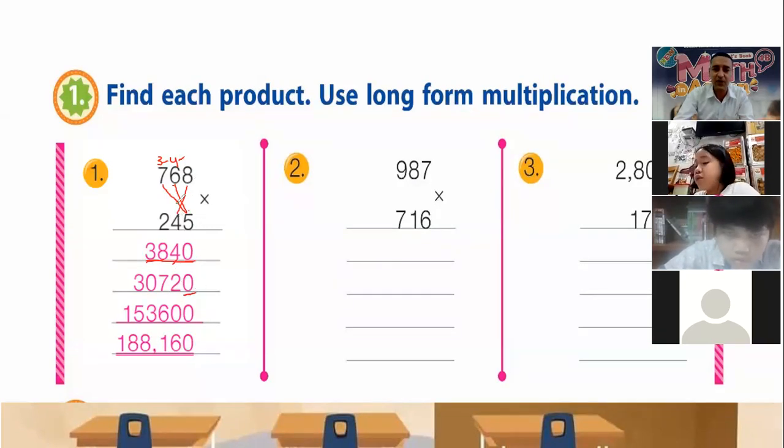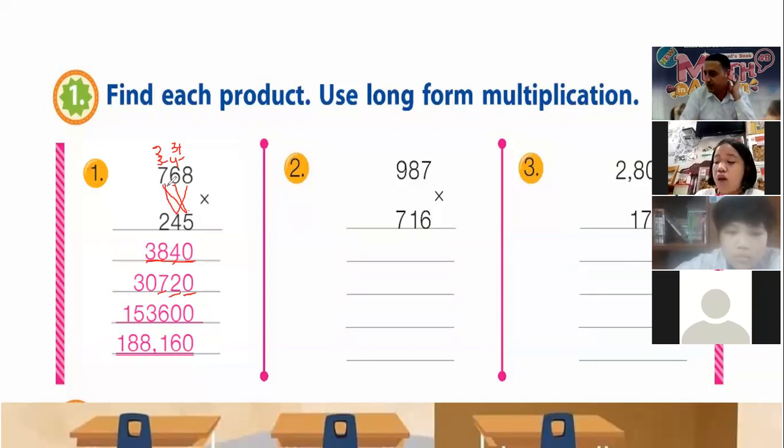Now 4 multiplied by 8 is equal to 32, right? So 2 we're going to write at the 10th place, and we are going to carry 3. So 3 we are going to carry at the 10th place right up here. Now again, 4 multiplied by 6 is equal to how much? 24, right? 24 plus 3 is equal to 27. So 7 we write at the 100 place, and 2 we carry over right here at the 100 place. Now again, 4 multiplied by 7.